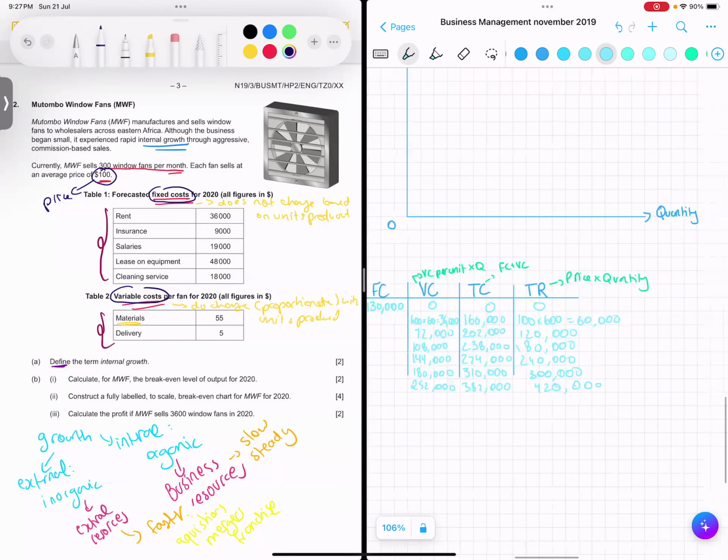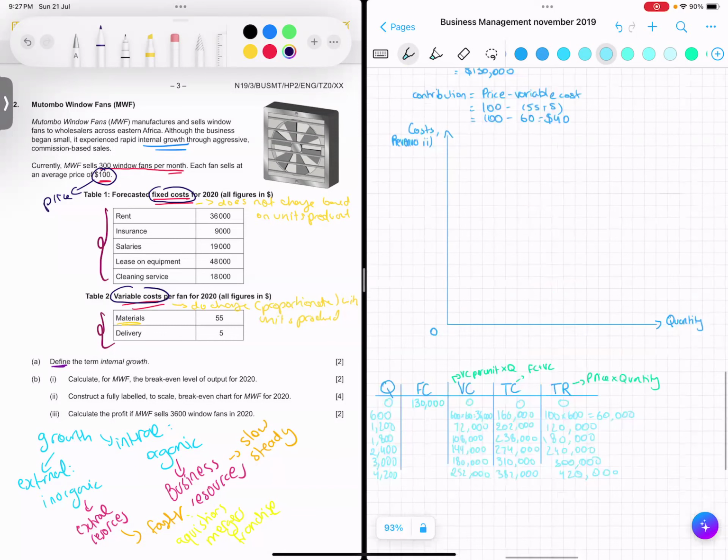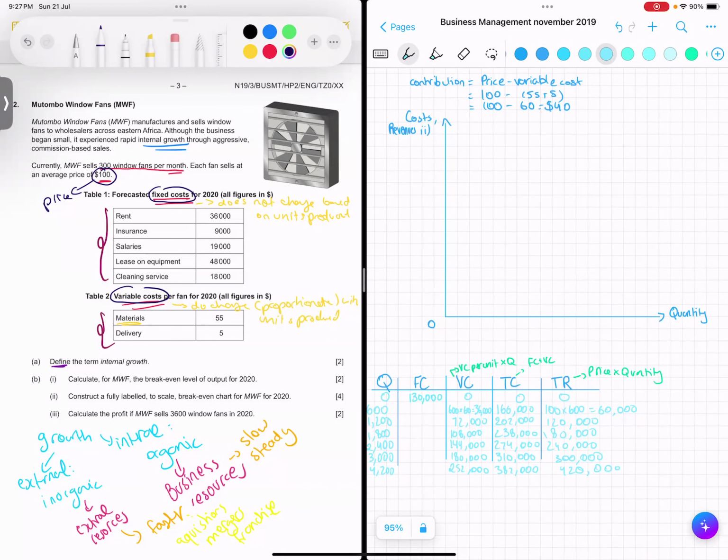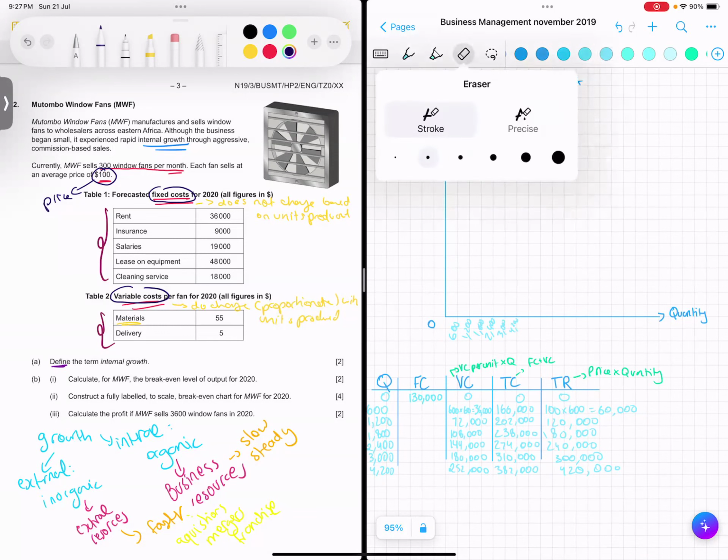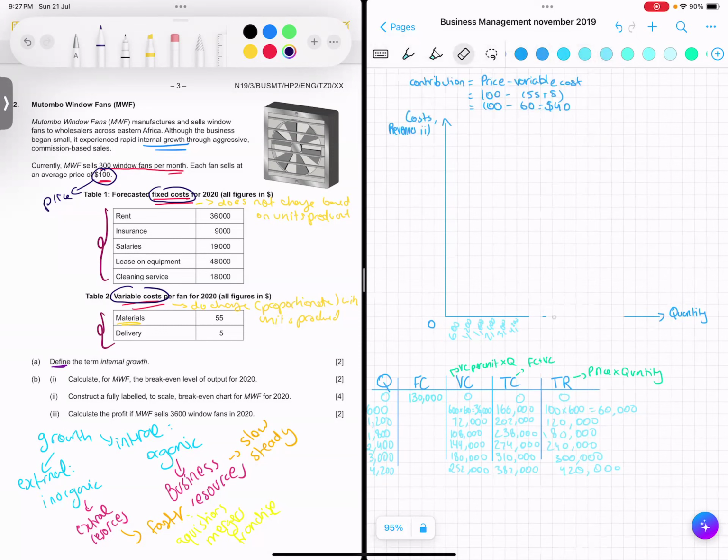So now we have to label our axes. And since we did the quantity all by 600, then we just start by writing 600, 1,200, 1,800, 2,400, 3,000, and 4,200. So you can end up making your chart way smaller because I think I made it too big. So we're just gonna move these here. Okay, perfect. And then for the costs, we can also make them kind of smaller. So I think this is quite easier.